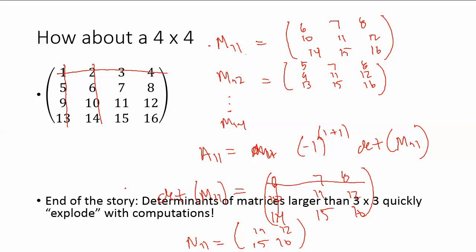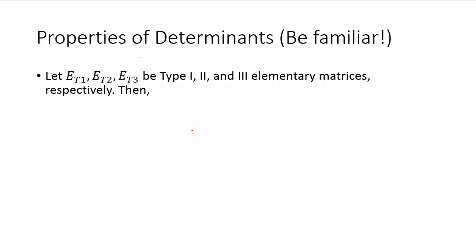So the end of the story, without going on any further, is that determinants of matrices larger than 3 by 3 quickly explode with computations. And we could do this very easily in our calculator. Before we do that in our calculator real quickly, here are some properties of determinants that we'll really want to be familiar with that'll become useful.